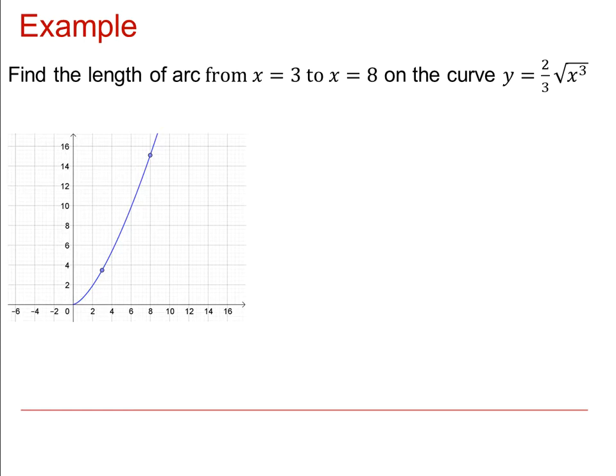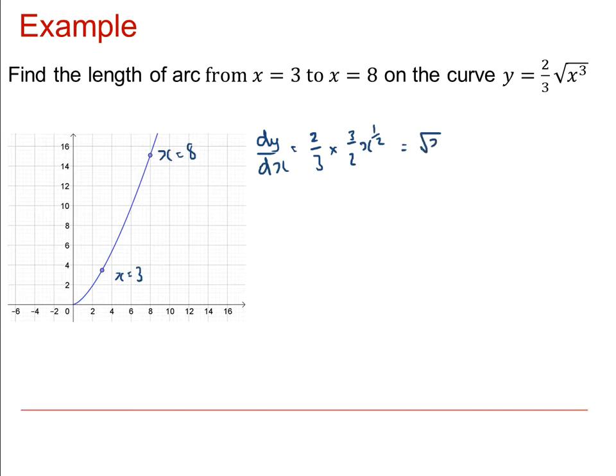Here we've got the function y equals 2/3 of the square root of x cubed, evaluated between x is equal to 3 up to x is equal to 8. And we want the arc length between those 2 points. So the first thing we need to calculate is dy by dx. Well, if y is equal to 2/3 the square root of x cubed, that's x to the power 3 over 2. So we get 2/3 multiplied by 3 over 2 x to the power a half, which is just the square root of x.